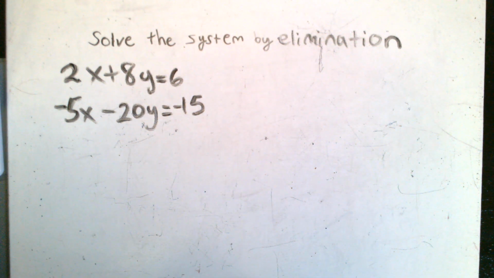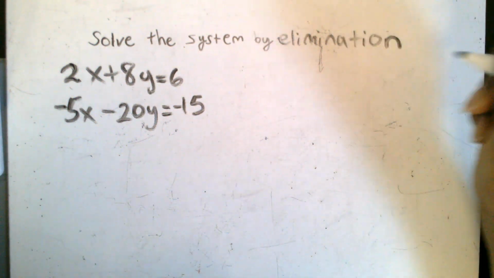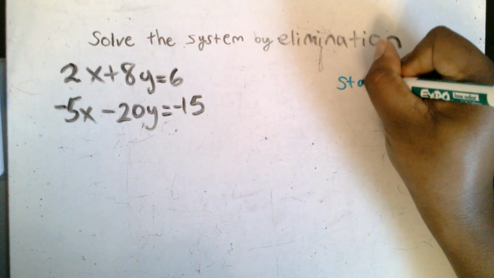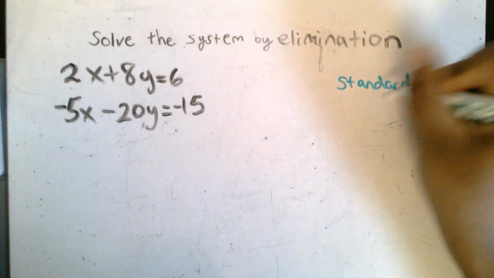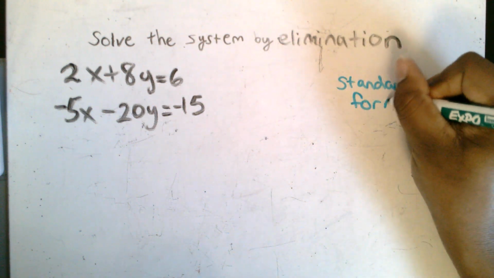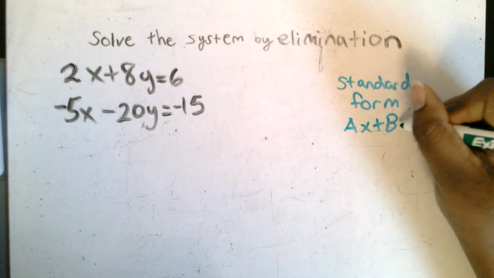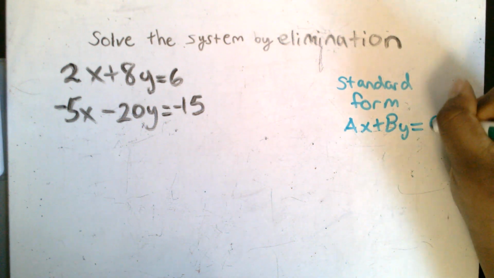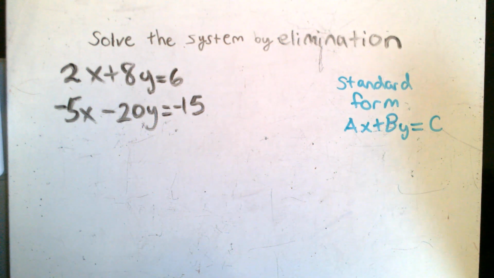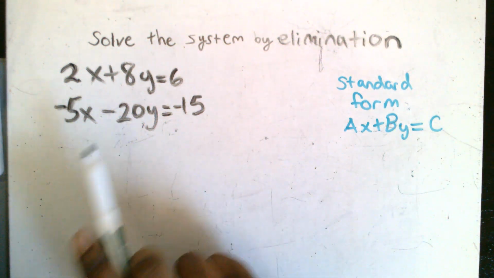Now, in setting up our system by elimination, you want to make sure that both of our equations are in standard form. And so standard form, if you remember, is having your x's and y's on the exact same side. So this is our standard form. And so by this rule, this is true for this.